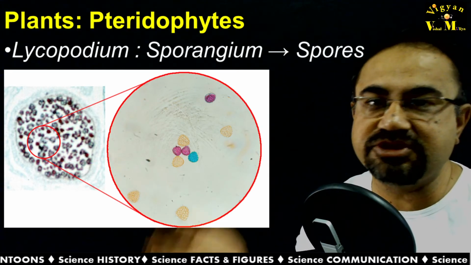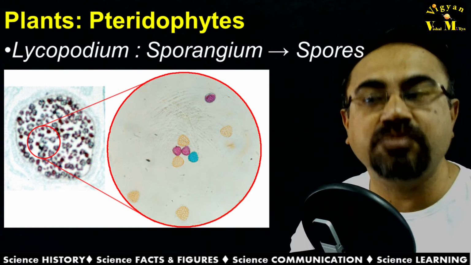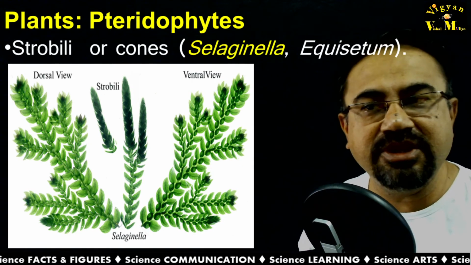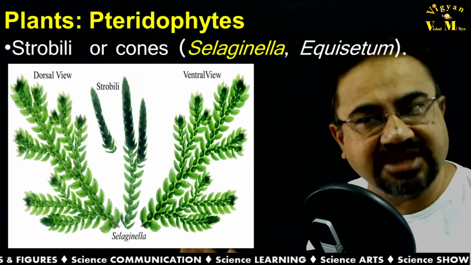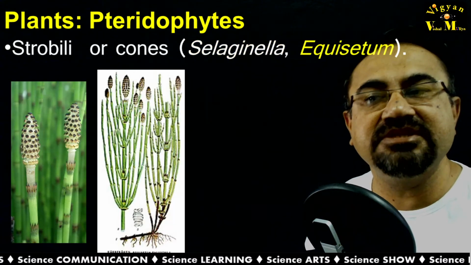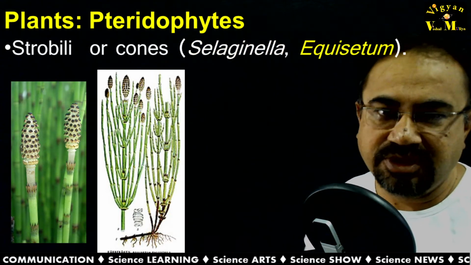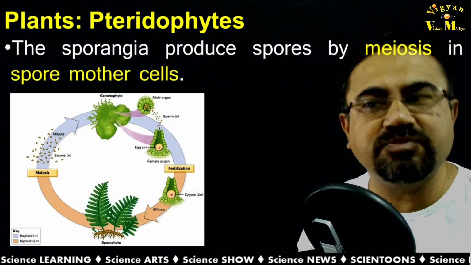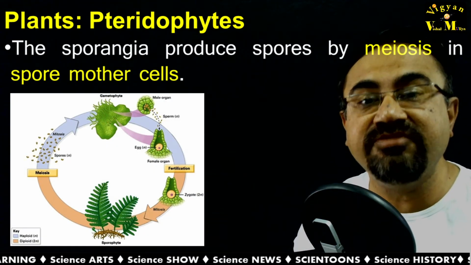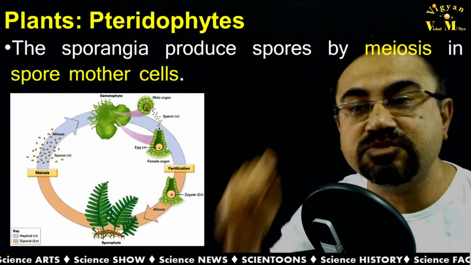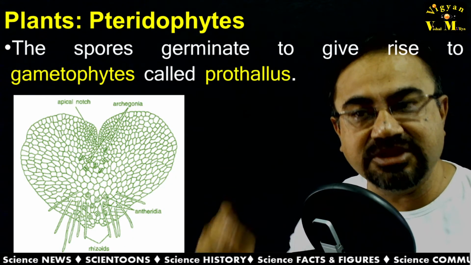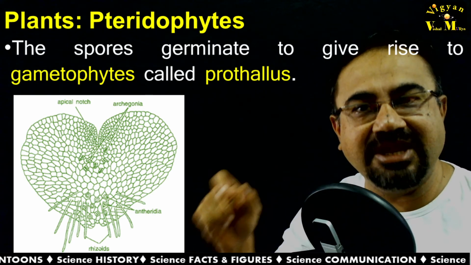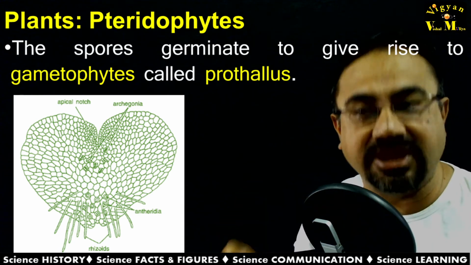This is how the structure is made of the sporophytic plant. This strobili or cone you can see here in the Selaginella in the photograph, as well as in the Equisetum also. The sporangia produce spores by reductional division, that is meiosis of spore mother cell, and on germination these spores give rise to the gametophyte, and that gametophyte is known as prothallus.